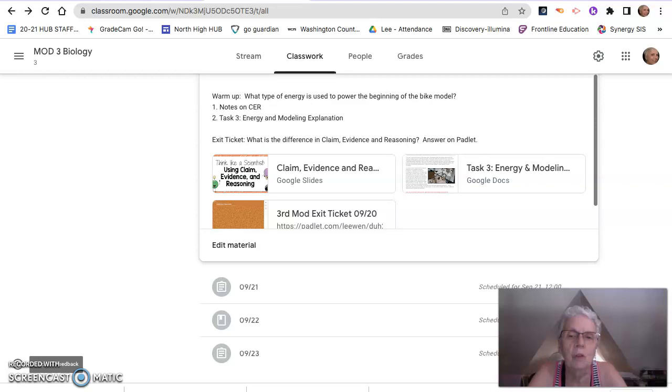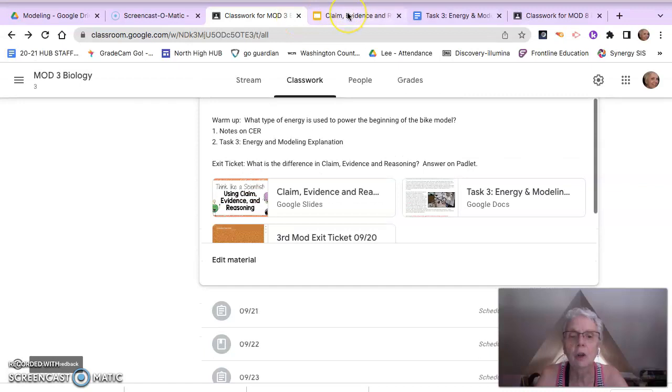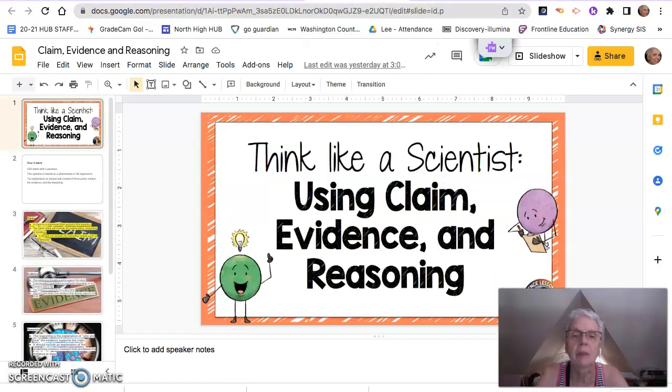I am going to be today starting to talk about something called a CER. But before we do that, let's start with the warm-up. What type of energy is used to power the beginning of the bike model? So you all should be able to answer this. You've already turned in your bike models, and you should know what kind of energy it starts with. So we're going to do notes on CERs first, and then we'll go to our assignment.